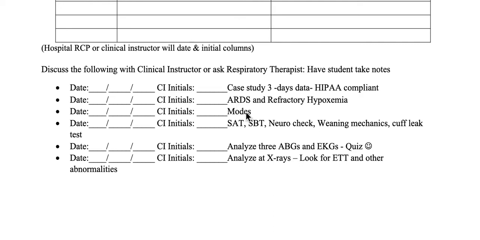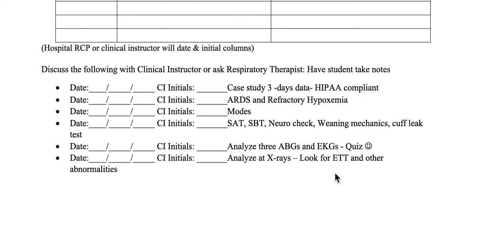Modes, you can talk about different modes. SAT, SBT, neurocheck, weaning, mechanics, cuff leak in a sequence, that would be the best, really. They have never seen weaning right now, so that would be a great way to start them. Analyze 3 ABGs and EKGs. Quiz them if you want, really. You can give them an EKG and say, next time I see you, I'm going to quiz you on EKGs. They tend to struggle with it, but keep it basic.